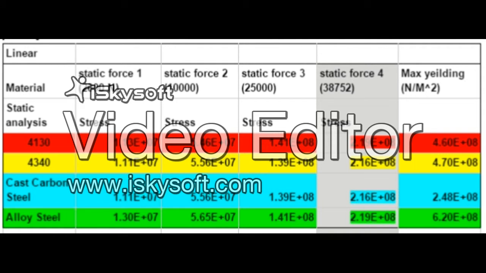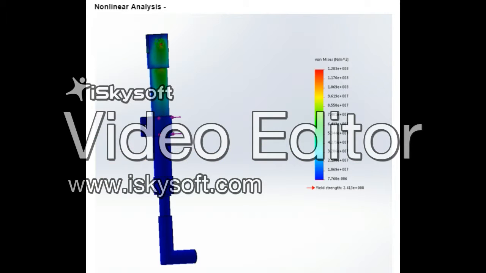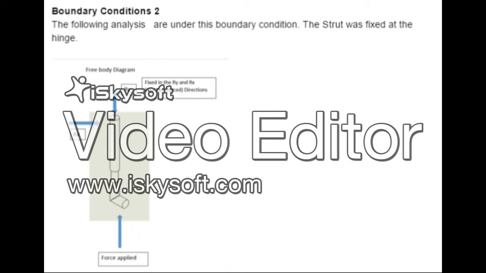This is a table of the linear analysis we performed on the Oleo Strut. This is a table of the nonlinear analysis we performed on the Oleo Strut. This is an example of nonlinear analysis that we performed on the actual strut. We did a linear and nonlinear analysis in order to compare and contrast the two different situations that would present themselves. This is the second analysis we performed.